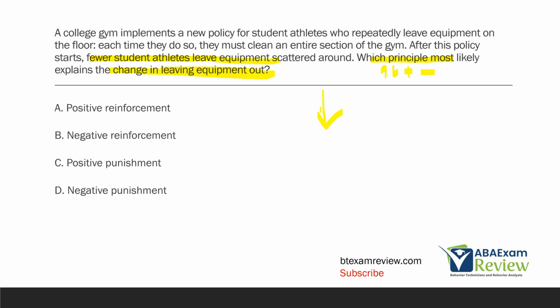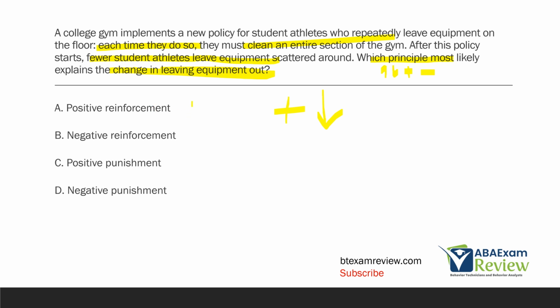We know it's not reinforcement. The college gym had a policy where if you left stuff out, you would have to clean an entire section of the gym. So they're adding this punishment as a result of leaving things out. So if we're adding something that is decreasing behavior, what is that called? A, positive reinforcement, B, negative reinforcement.